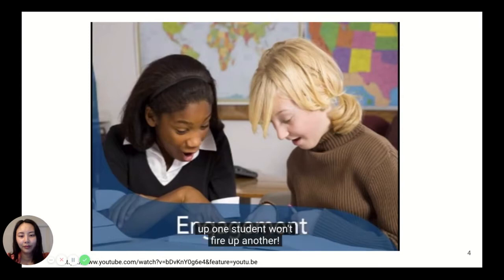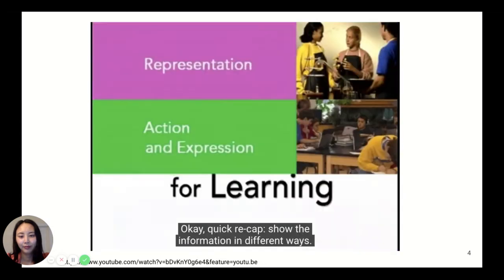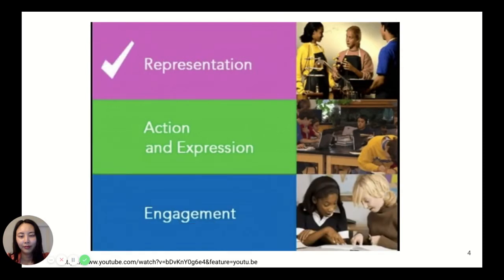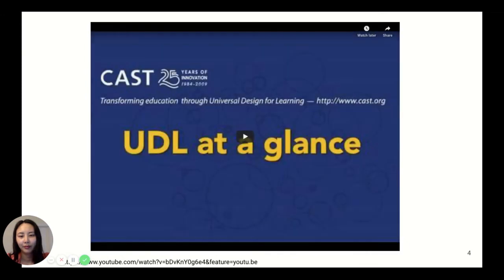What fires up one student won't fire up another. Give students choices to fuel their interests and autonomy. Help them risk mistakes and learn from them. If they love learning, they will persist through challenges. And remember, always keep in mind the learning goal. Get rid of barriers caused by the curriculum and keep the challenge where it belongs. And that's it. Okay, quick recap. Show the information in different ways, allow your students to approach learning tasks and demonstrate what they know in different ways, and offer options that engage students and keep their interest. Universal design for learning equals learning opportunity.